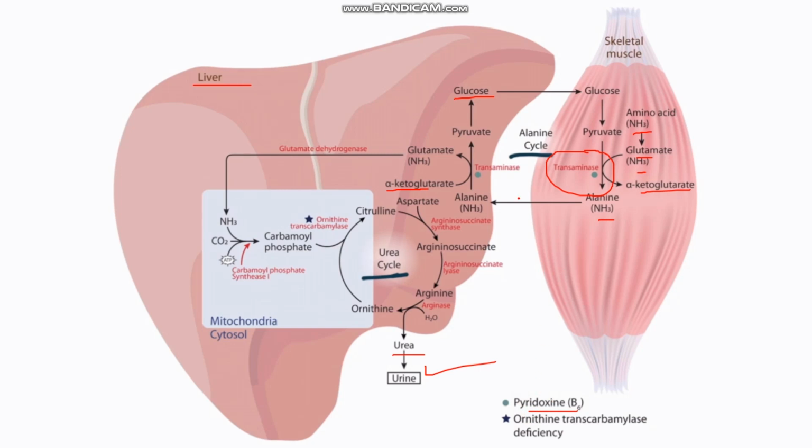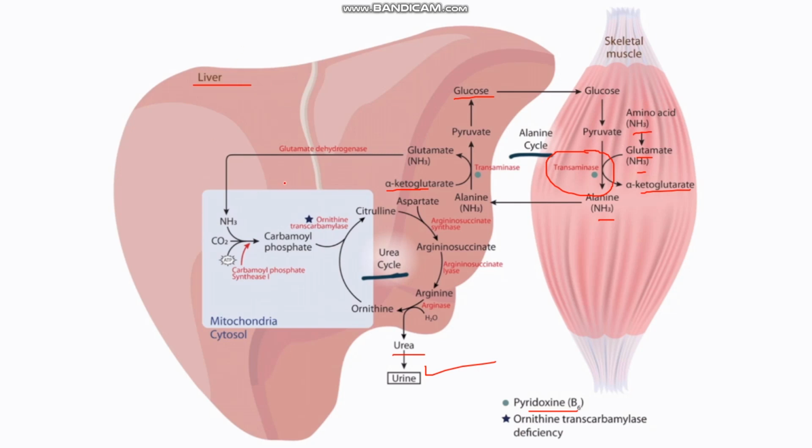When alanine gives its amino group to alpha ketoglutarate and alpha ketoglutarate is converted into glutamate, this glutamate can transfer ammonia to the urea cycle. With the help of the enzyme glutamate dehydrogenase, glutamate releases free ammonia. That was the alanine cycle. Now let's go toward the urea cycle.